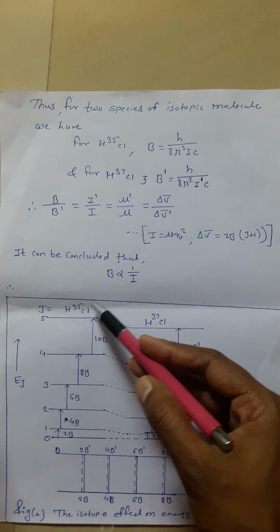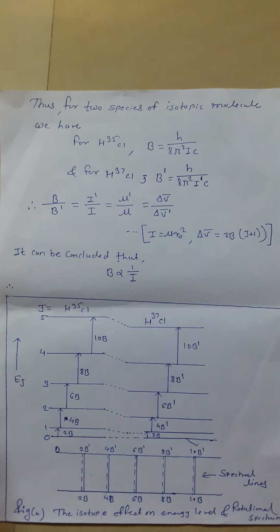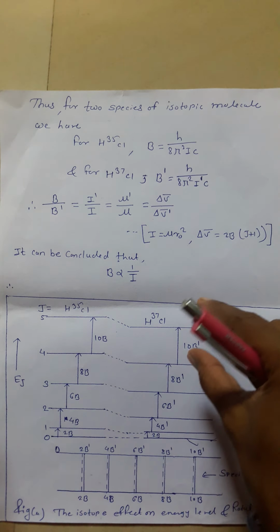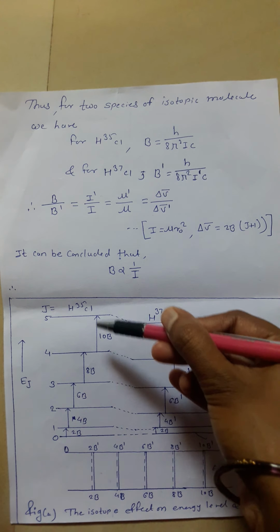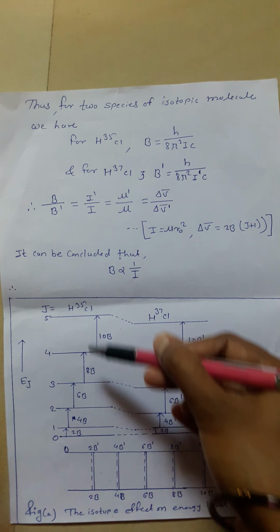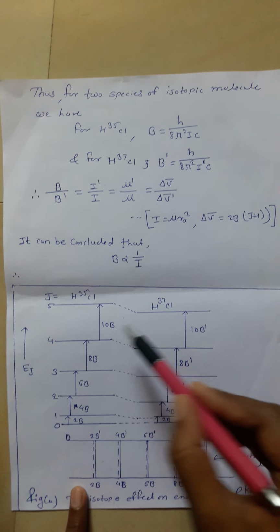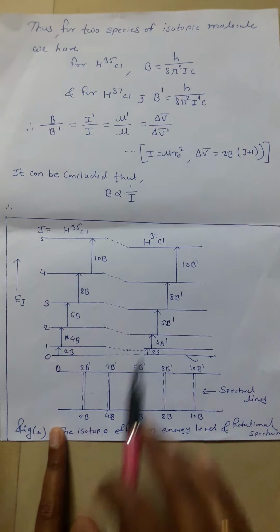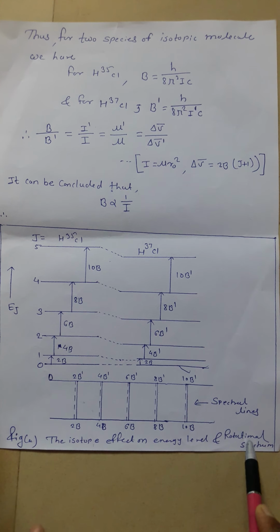Here HCl37 is heavier and HCl35 is the lighter one. The frequency separation of successive lines will be smaller for the heavier isotopic molecule than for the lighter one. Understand? This is the effect of isotopic substitution on the energy level and rotational spectrum, shown in figure A, the isotope effect on energy level and rotational spectrum.